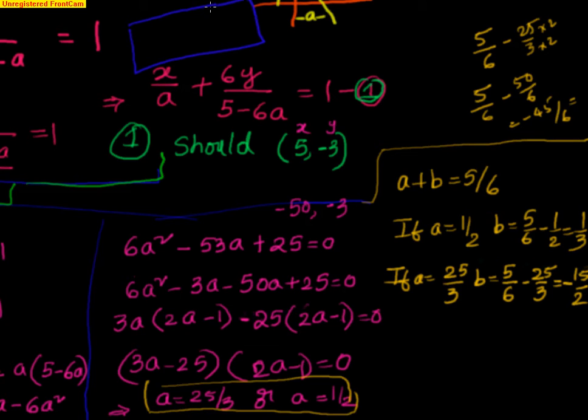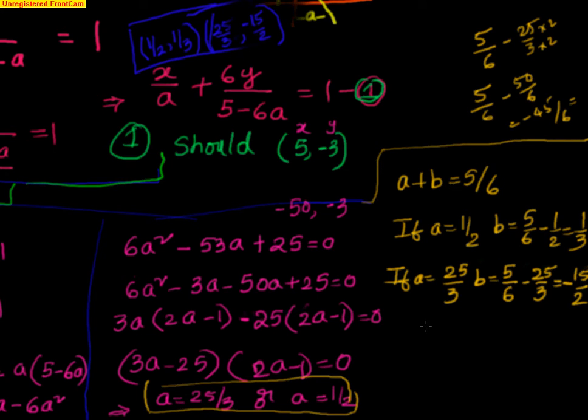The values of A comma B are, one is 1 by 2 comma 1 by 3. This is one point. Another point is 25 by 3 comma minus 15 by 2. I think that's fine, right? These are the points A comma B.